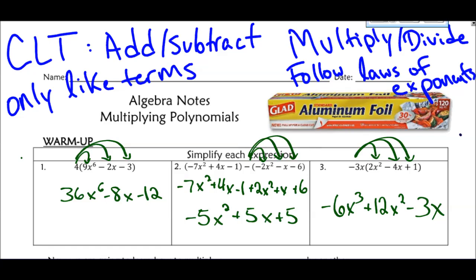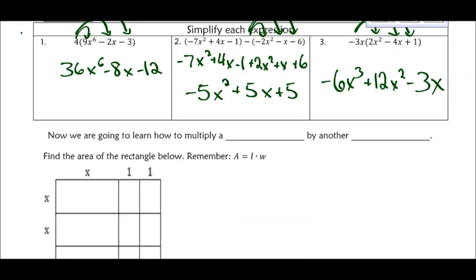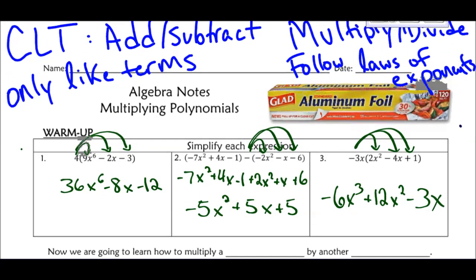Questions on the first two? Really, the big difference is that in this one and this one, we're multiplying. This one, we're adding and subtracting. This is called combining like terms. You're adding and subtracting the numbers in the front. The exponent doesn't change at all.